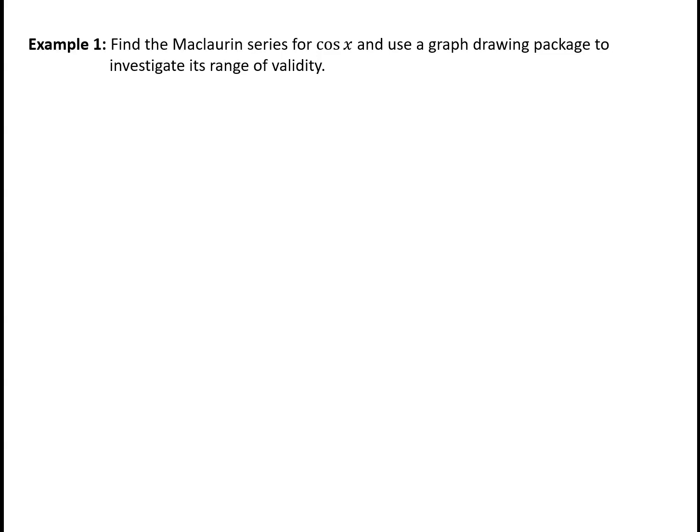We're going to first of all look at the Maclaurin series for cos x, and we'll use a graph drawing package, in this case GeoGebra. You may be able to do it on a graphical calculator to investigate its range of validity. So if we've got f of x is cos x, then to get the Maclaurin series, we need some of the derivatives of f of x.